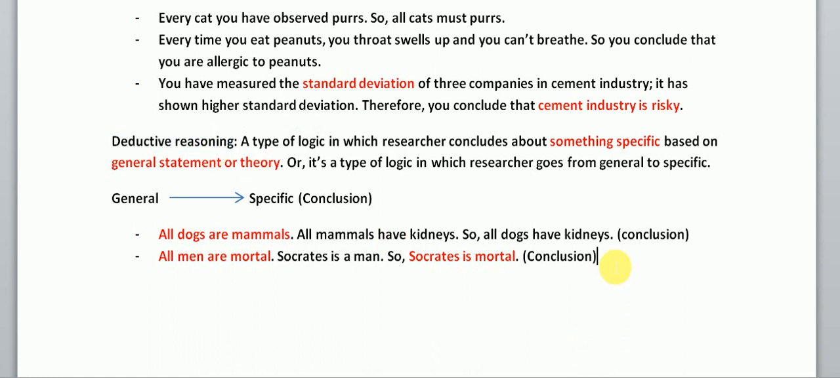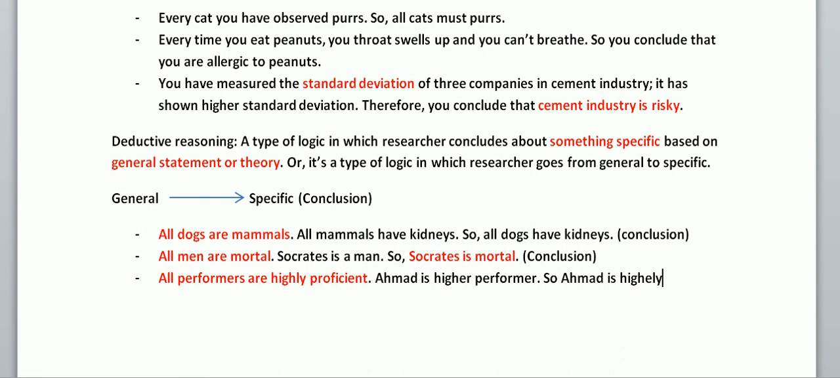Next, another example I'm going to talk about: all performers are highly proficient. So you can say Ahmad is a high performer. So you conclude that Ahmad is highly proficient. So dear students, this is a general statement.